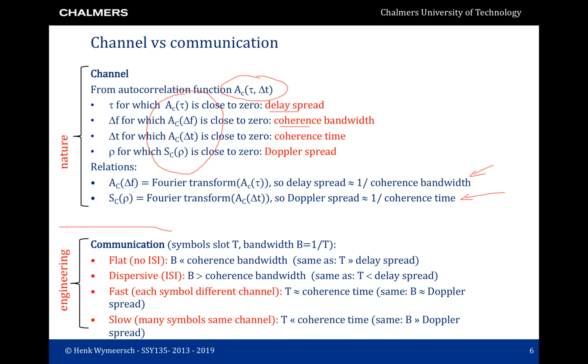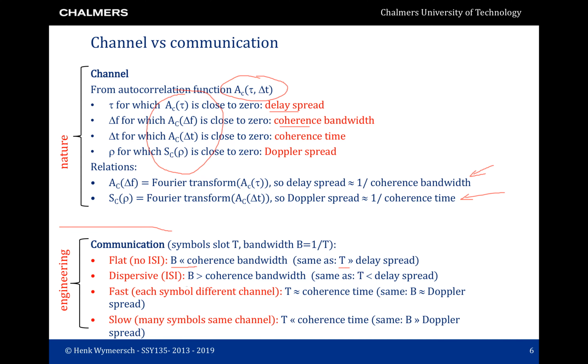This is one part. On the other part we have engineering, which involves choosing a certain bandwidth or a certain communication symbol slot to communicate over this channel. When our bandwidth is much smaller than the coherence bandwidth, the channel will be flat. That means there will be no intersymbol interference. This is equivalent to choosing a symbol slot much larger than the delay spread of the channel. So again, there is no intersymbol interference.